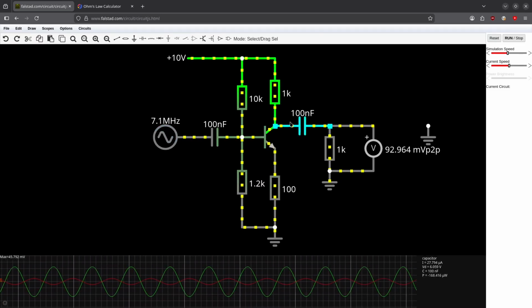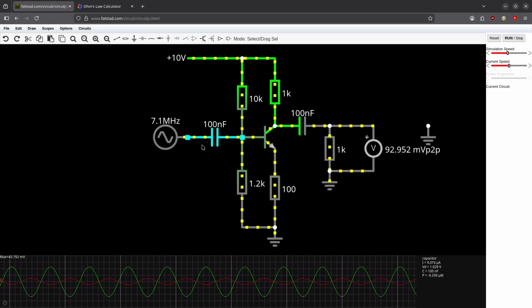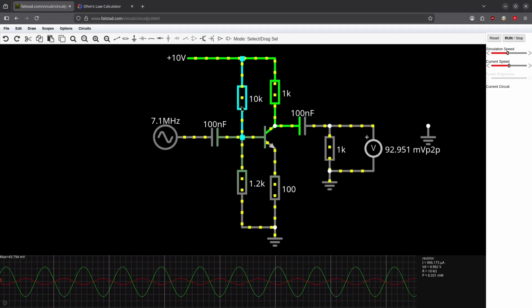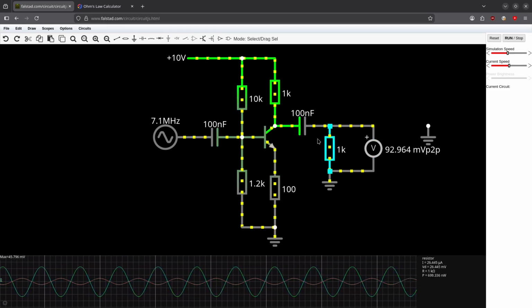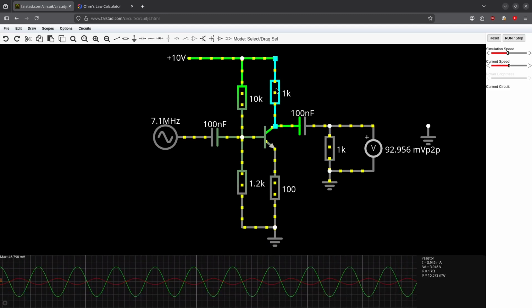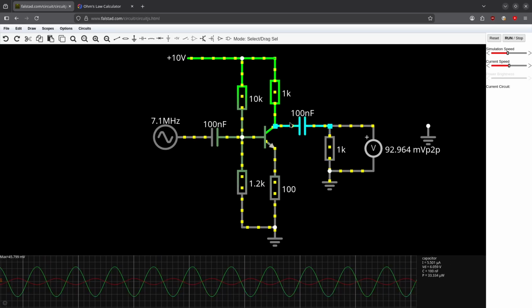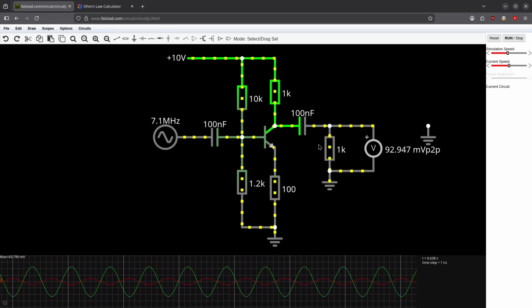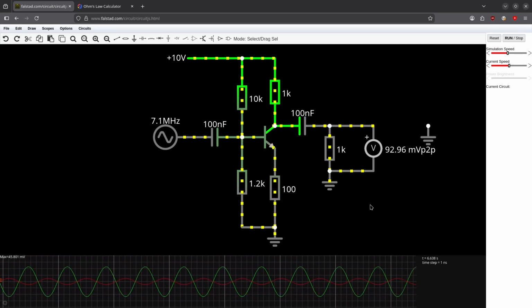You always need these two capacitors. They need to pass your AC signal. And yeah, this is your output impedance. When your output impedance is matched, your voltage will drop by half. So there's kind of a few things.